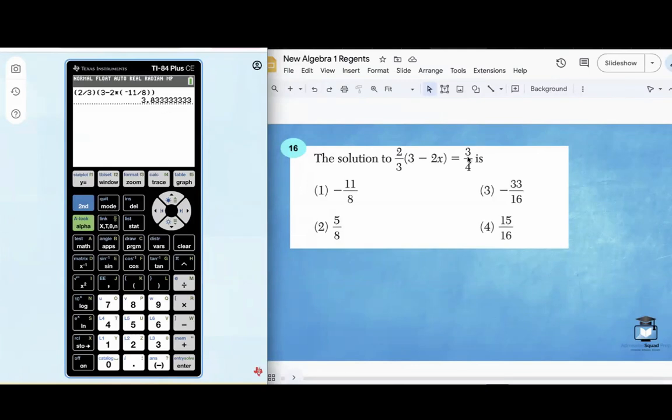3.833333. Hopefully everyone here knows that 3/4 is equal to 0.75. If not, please go ahead and calculate that right now, okay? So we're looking for an answer of 0.75, and so we didn't get that. So we know that choice 1 is incorrect.